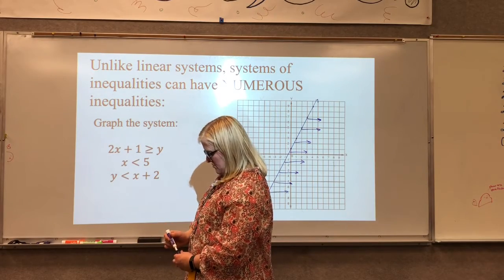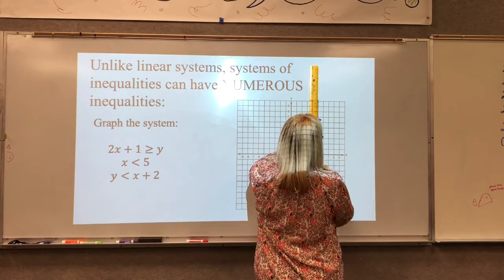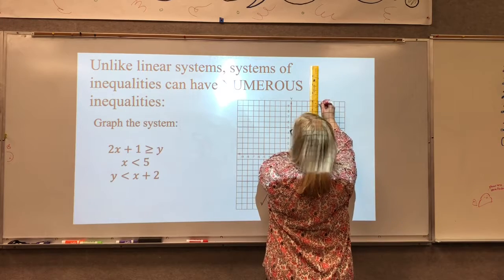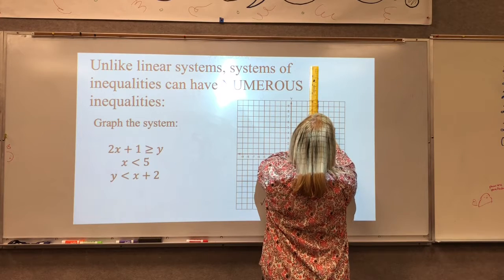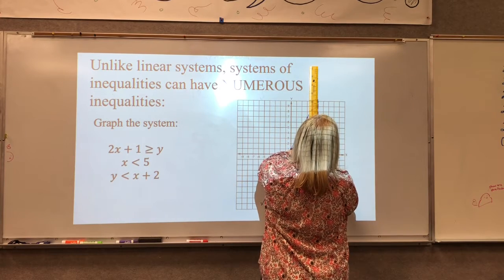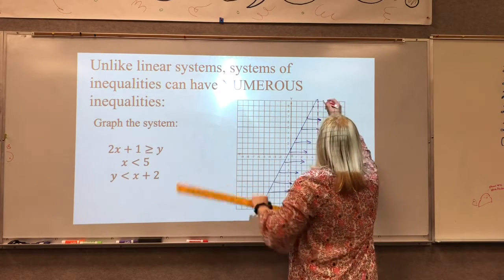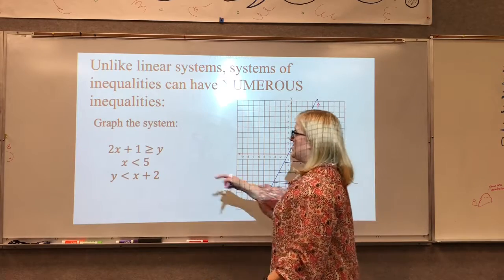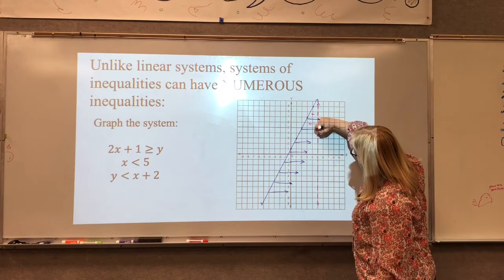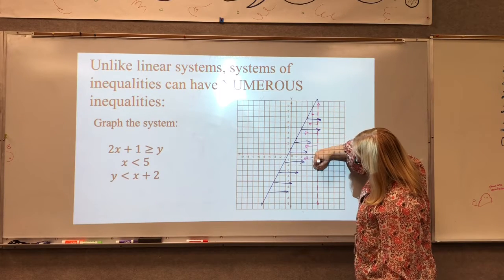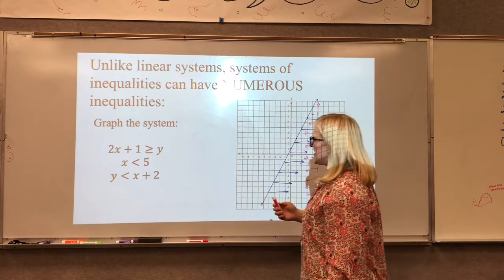Let's do that one. That one's pretty easy. So x, I put my boundary line. I draw a line at x is 5, and it's going to be dotted. And I know that 0 is less than 5, so that means that all of this, from here on out, all of that.